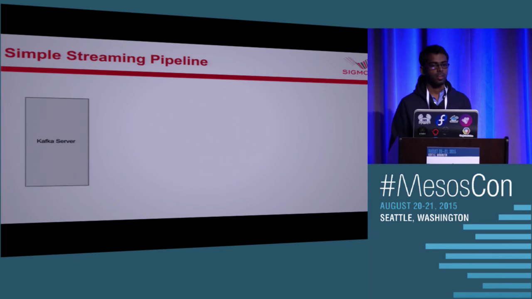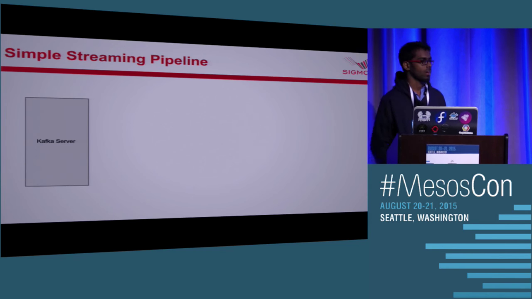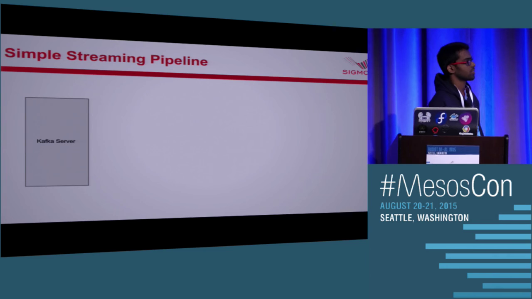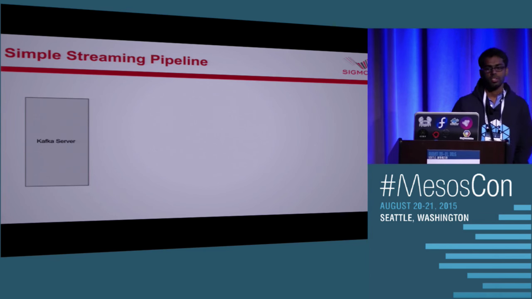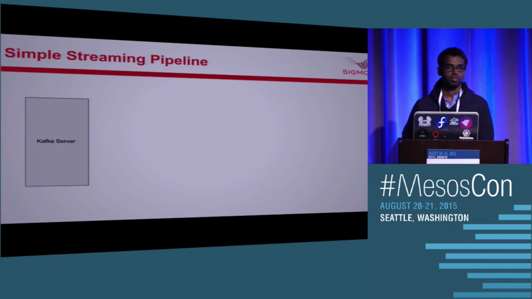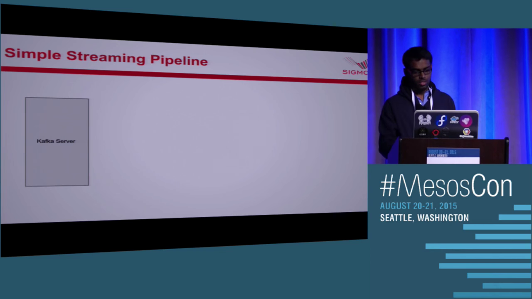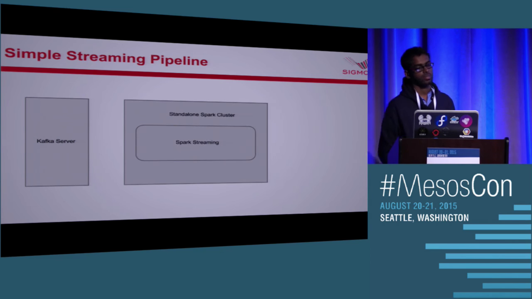Now let's see what a simple streaming pipeline is. I hope everybody is familiar with Kafka here. If not, Kafka is like a message push and pull system, you could say. It's a distributed message passing system. So I will have a Kafka server, and I have a Spark Streaming application which absorbs data from my Kafka server, does some computation, and dumps the data back to my storage or my database. So this is a simple streaming application.